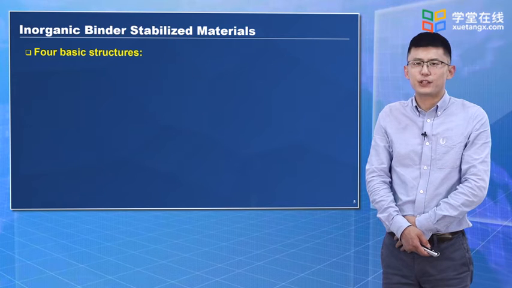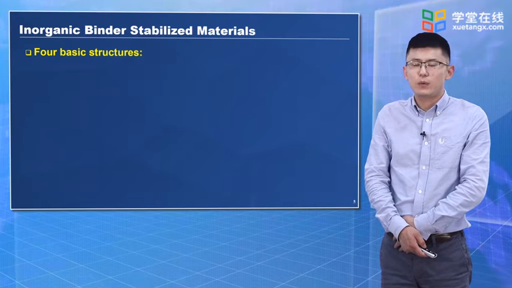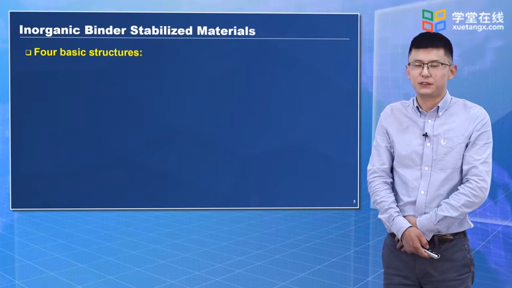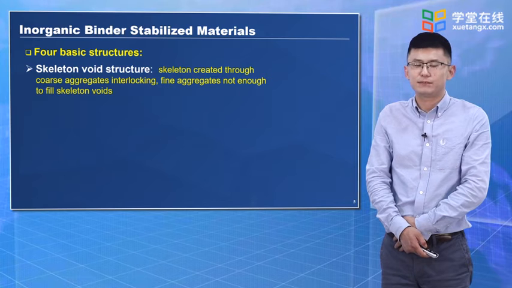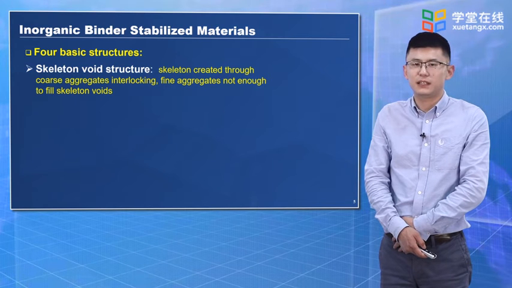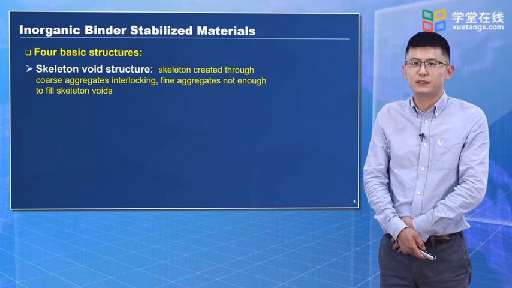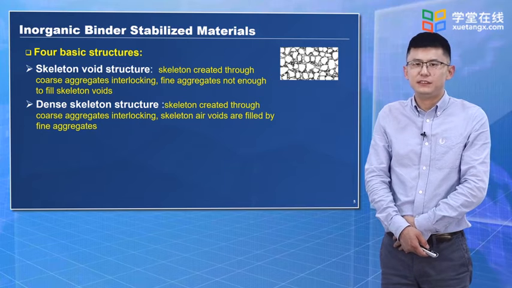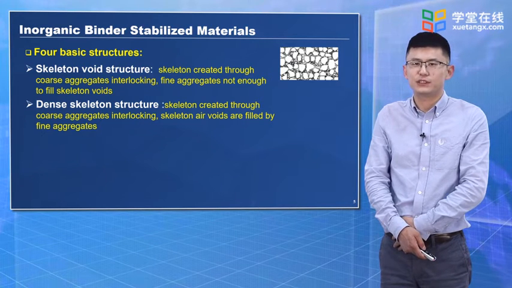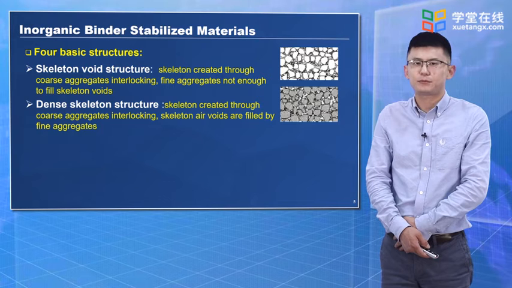For the inorganic brine stabilized materials, we have 4 basic structures. What are they? The first one, skeleton void. This is similar to the unbounded granular materials. Right? We have the skeleton, but we also have air voids like this. Second one, the dense skeleton. We have the skeleton, but we have very few voids like this.